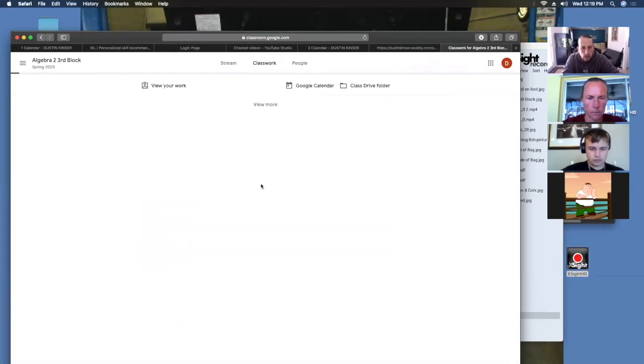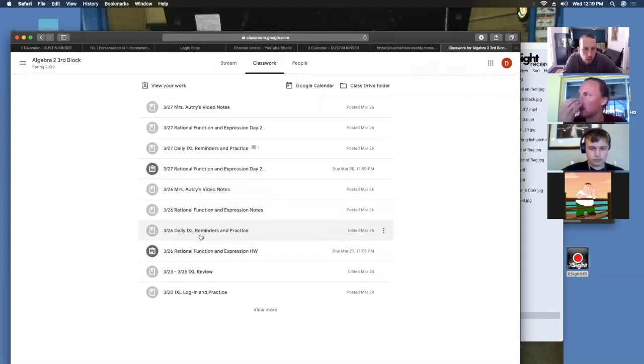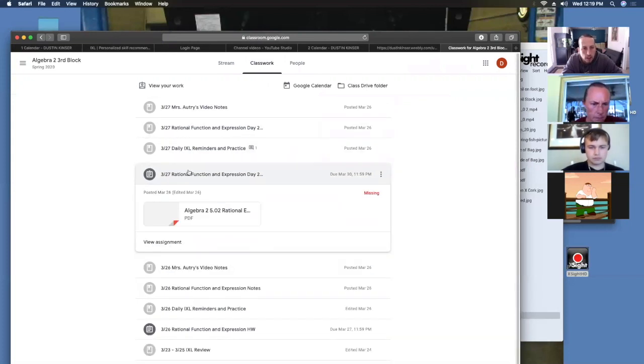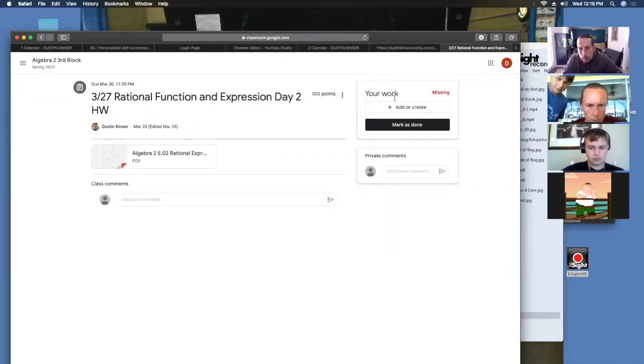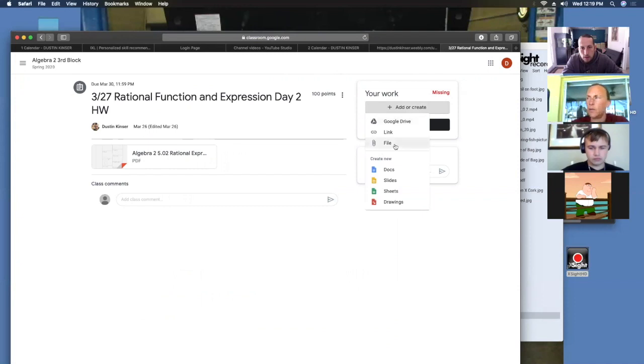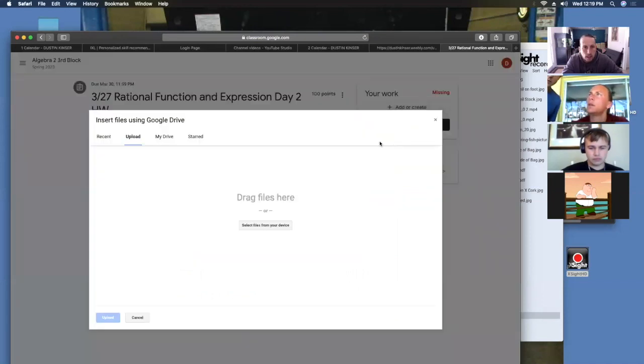All right, so when you're on here, basically all of the assignments are these dark gray ones. So if you click on this, you go down here to view assignment. Okay, and once you click on that, it'll open this window up. And now on the top right here, where it says your work, you can add and create. So I can add, and you can go through on whatever file you have it saved at. Oh yeah. So I can select files.